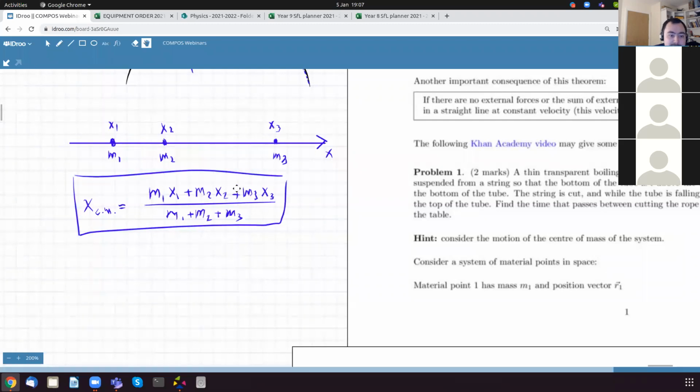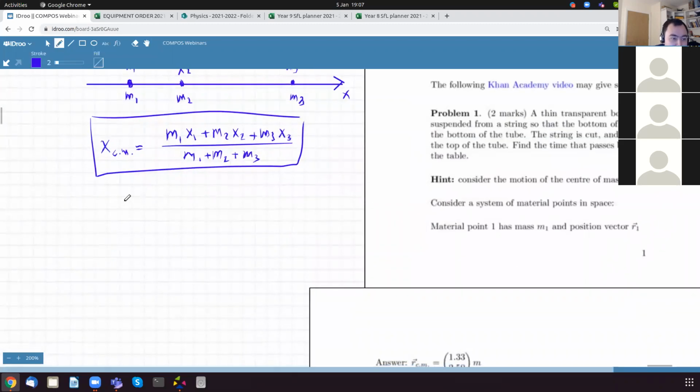Okay, so if you have n objects, you have the same formula, but with n terms. But the formula can be simplified. Center of mass is equal to the sum of mi xi, i from 1 to n, all over the sum of mi, i from 1 to n.